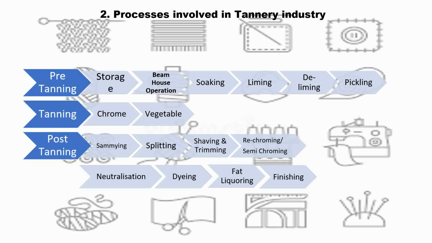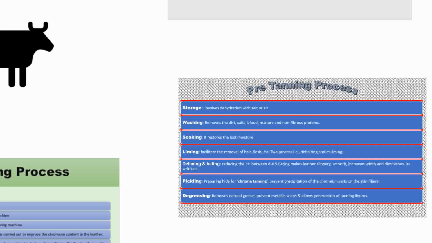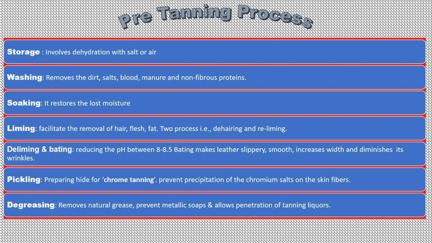Let's move forward and see the processes involved in the tannery industry. Mainly three processes are involved: pre-tanning, tanning, and post-tanning. We will see all this in detail. About the pre-tanning process, firstly it starts with storage. After that, washing, soaking, liming, deliming, pickling, and degreasing.